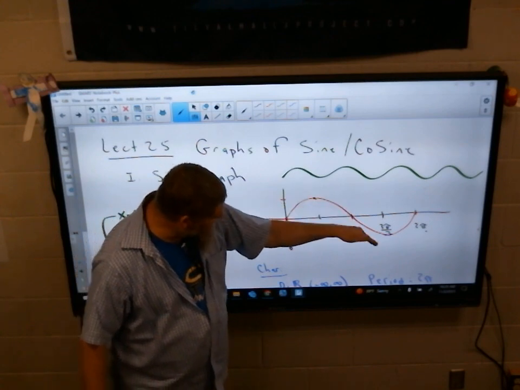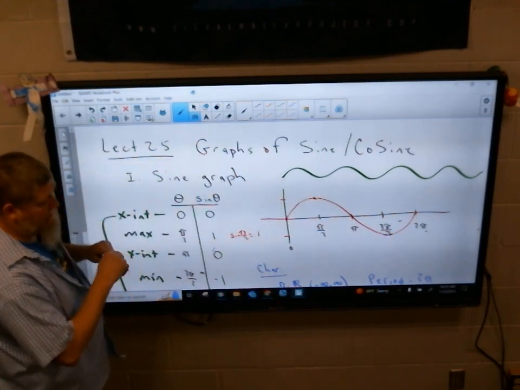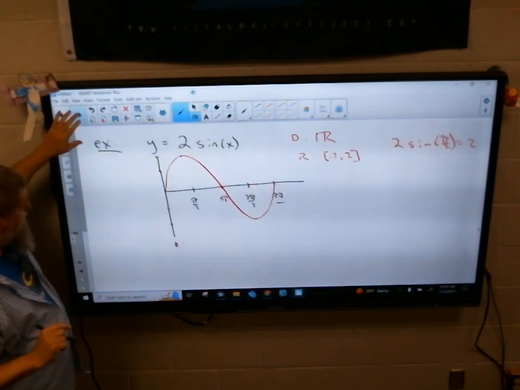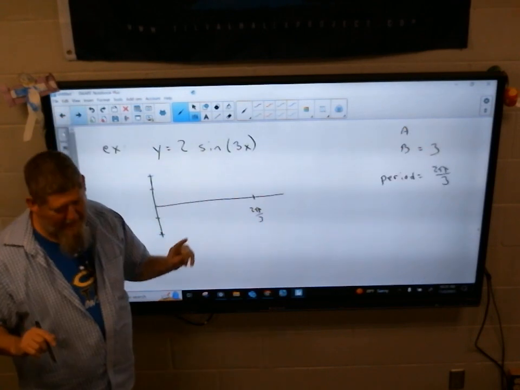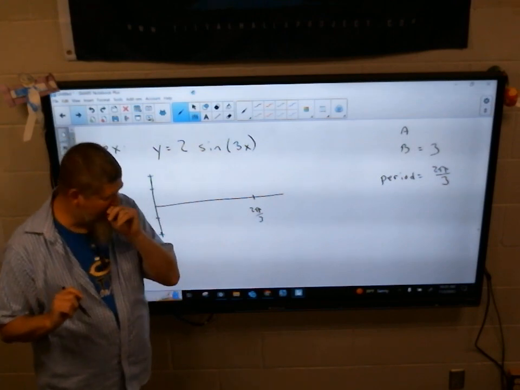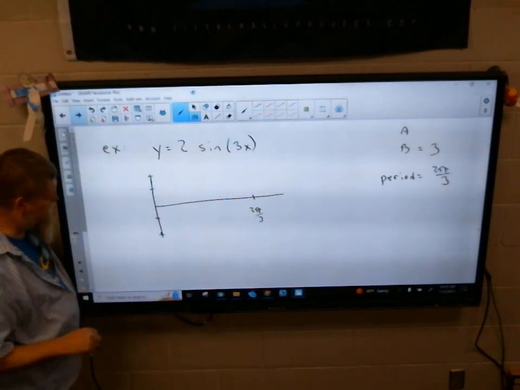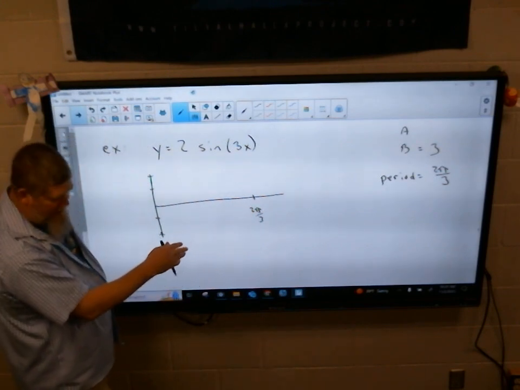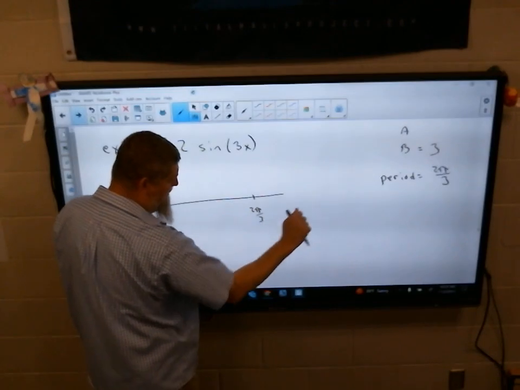It's going to do one full cycle, but rather than taking 2 pi to get there, 360 degrees, it's going to happen in 2 pi over 3. It's going to happen at 120 degrees. It's going to happen much sooner. Okay? So then, remember what I said to put the dots? I said put a mark here. That's the reason why. That's where your period is going to go. 2 pi divided by 3.